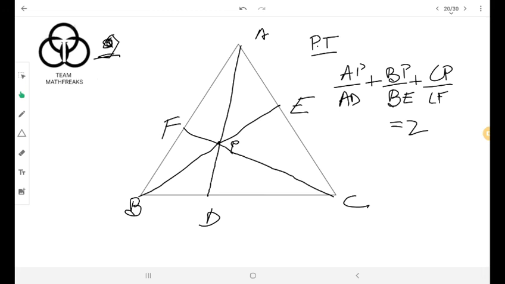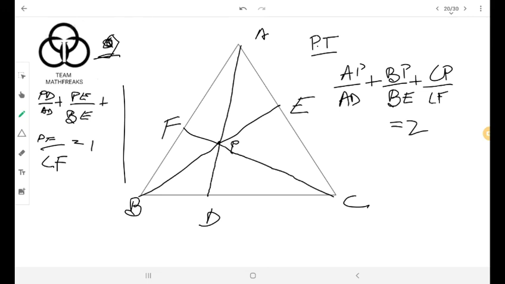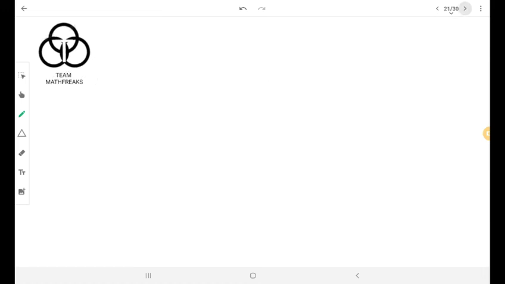Actually, there are two parts of the same question. Another part of the question is PD by AD plus PE by BE plus PF by CF equals to 1. There are two parts of the question, and using some easy concepts we can prove them.